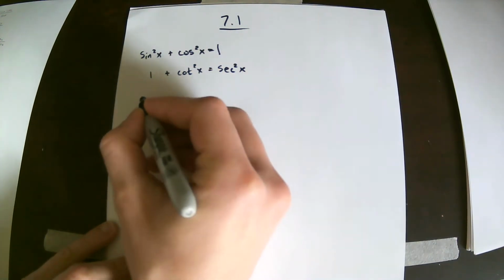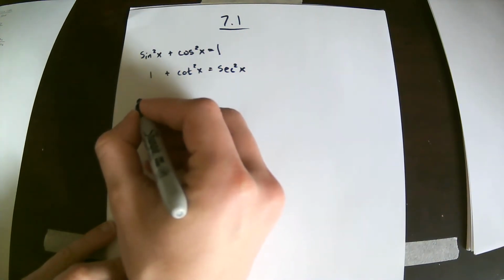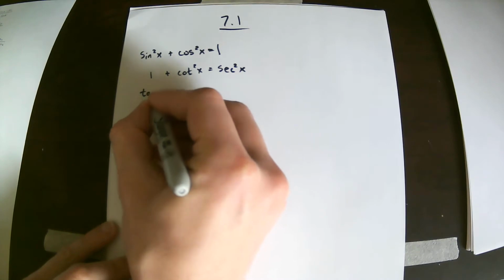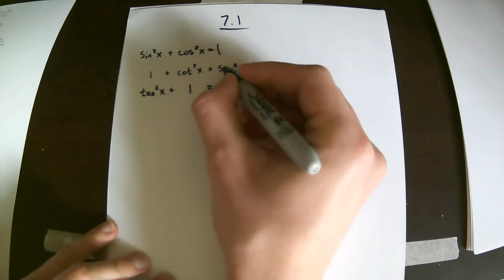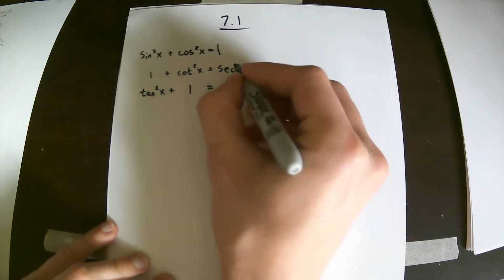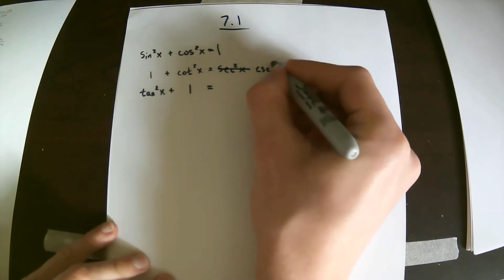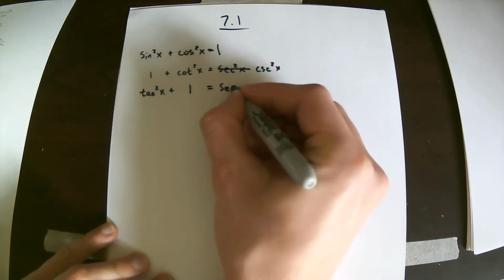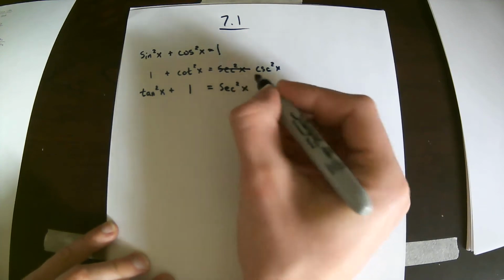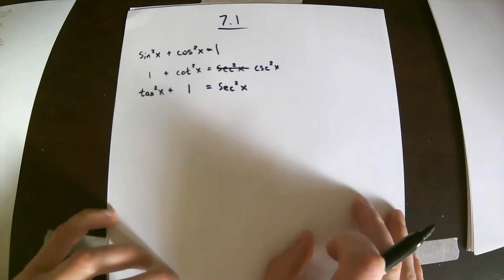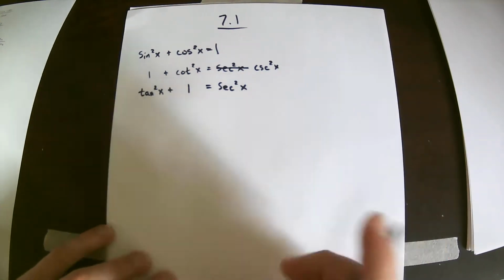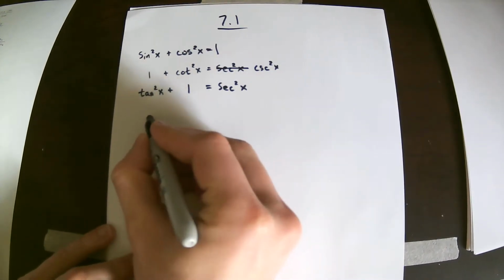and these are all listed, let's see, tangent squared x plus 1, oops, wait a second, 1 over, this should be cosecant squared x, this one is secant squared x. These are all listed on the first page of section 7.1 in the textbook, and then you've got the reciprocal identities.